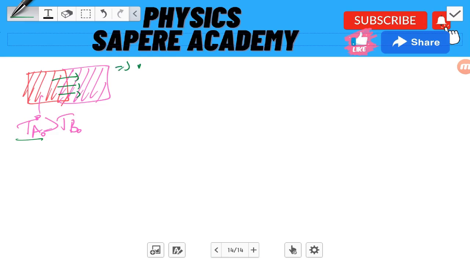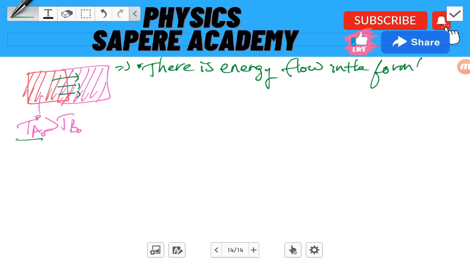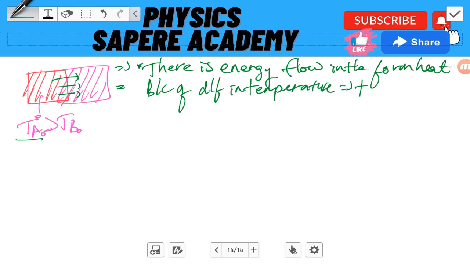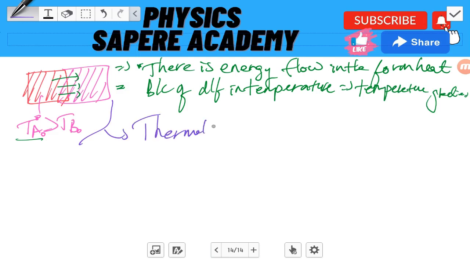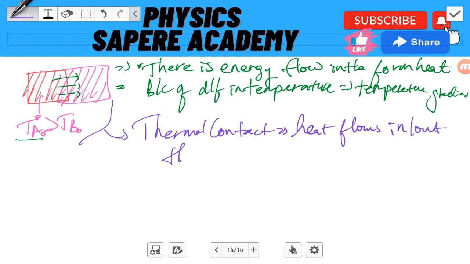Because number one, there is energy flow in the form of heat. And that energy flows because of differences in temperature, which means there is a temperature gradient. We say that እነዚህ ሁለቱ ቦዲዎች are in thermal contact እናለን ማለት ነው. So they are in thermal contact. So an object in thermal contact means heat flows in or out the bodies ከሆነ then these systems are simply in thermal contact.